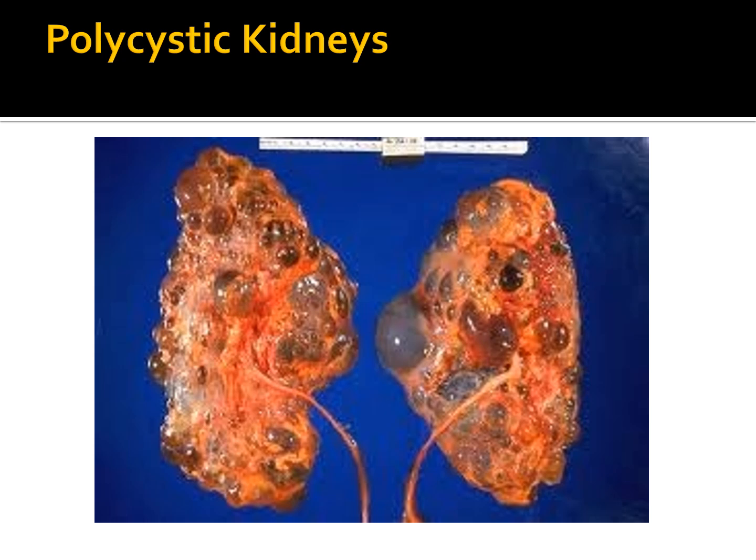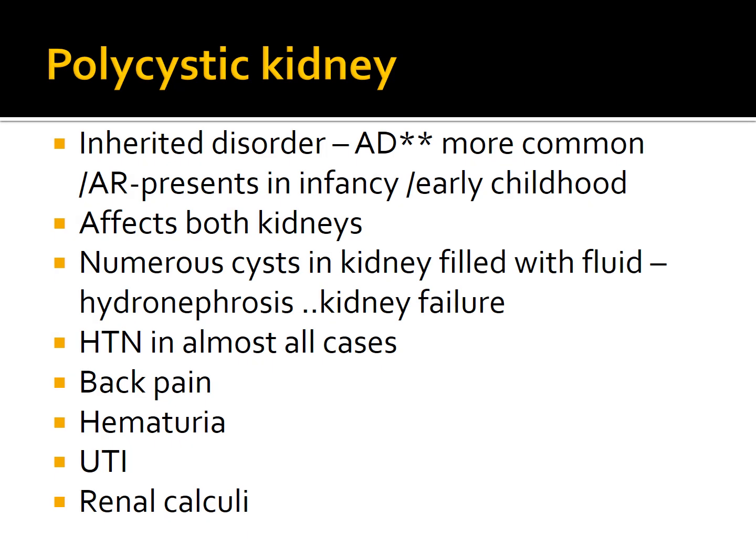Polycystic kidney. This is a genetic condition. Polycystic kidney is an inherited condition which can be autosomal dominant or autosomal recessive in pattern. Autosomal dominant ones are more common and they usually present in adolescent or adult age. So in pediatrics we usually do not see polycystic kidney. The autosomal recessive type is a rarer form and presents during infancy and early childhood. So if they have the autosomal recessive type, then sometimes we can see polycystic kidney in the children age group.